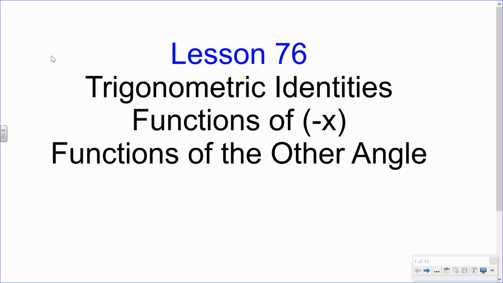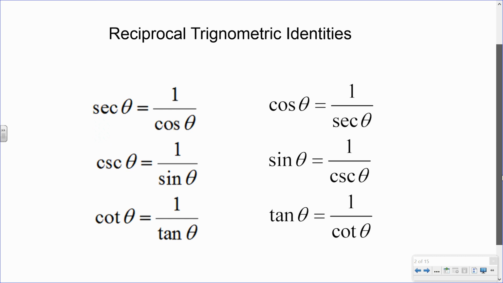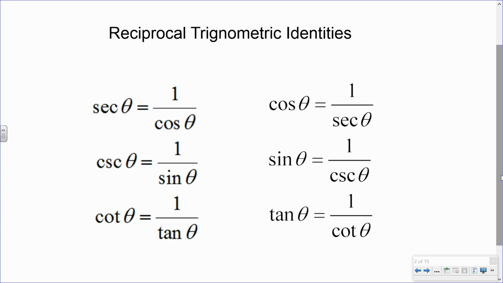So before we jump into those proofs, I want us to review some of the things that we will be able to use in our proofs. One of the things that we know is a whole list of reciprocal trig identities. So if we're doing a proof and we have the secant of theta, it is okay to change that to 1 over the cosine of theta. If we have the cosine of theta in the proof, we can change that to 1 over the secant of theta, and so on for our other reciprocal identities.